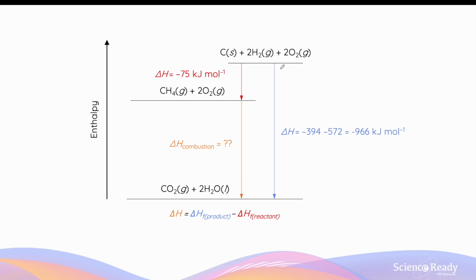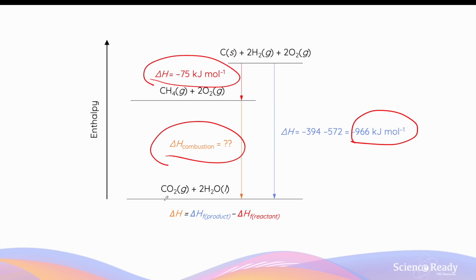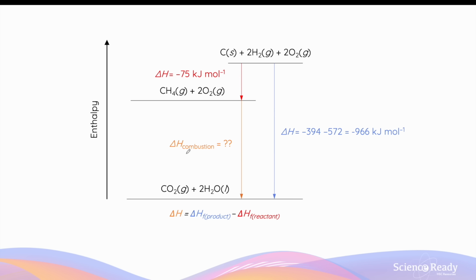the starting conditions and the final conditions are the same between the two pathways. So this means the enthalpy change of the blue reaction, which is calculated here, should be equal to the total enthalpy change of the red reaction plus the orange reaction, which is combustion. That's why we can say the heat of combustion, that is the orange section of this diagram, is equal to the difference between the blue and red section.